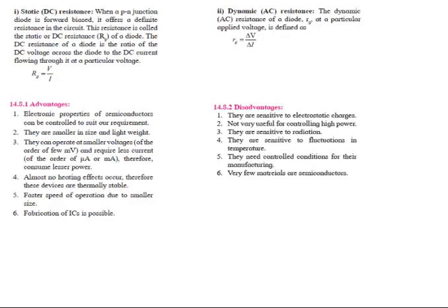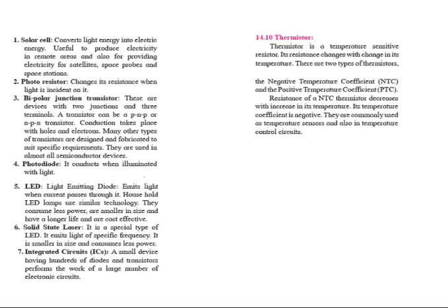With these advantages, there are a few disadvantages also. They are very sensitive to electrostatic charges and not very useful to control high power. They are very sensitive to radiations. They are sensitive to fluctuation in temperature. They need controlled conditions for their manufacturing. Very few materials are semiconductors, because a material is either a conductor or an insulator. That's why very few materials are semiconductors.